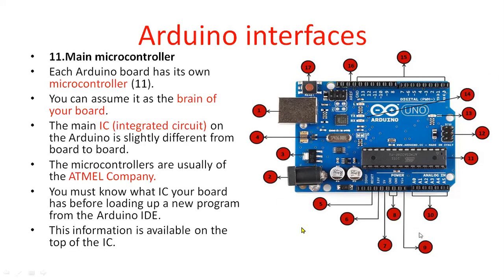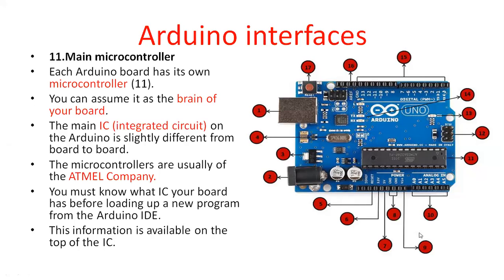That means in this board, the microcontroller appears like this. In some other cases, it is placed somewhere else. For example, this is the latest version of the board. If it comes to the previous version, the microcontroller is in a different place. That means the integrated circuit on an Arduino is different from board to board. The microcontrollers are usually from the Atmel company, the Atmel Mega, because this board is based on the Atmel Mega 328P datasheet.